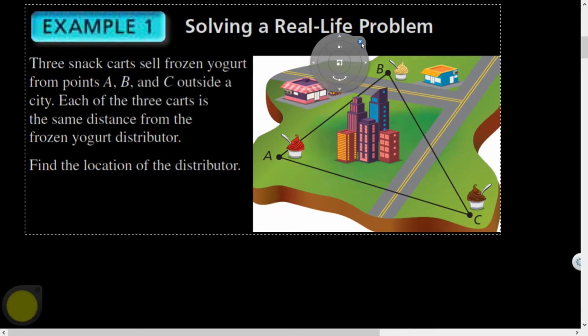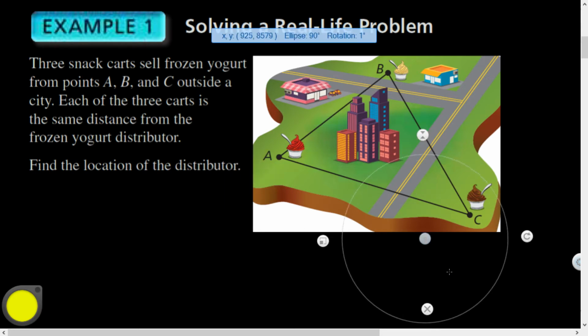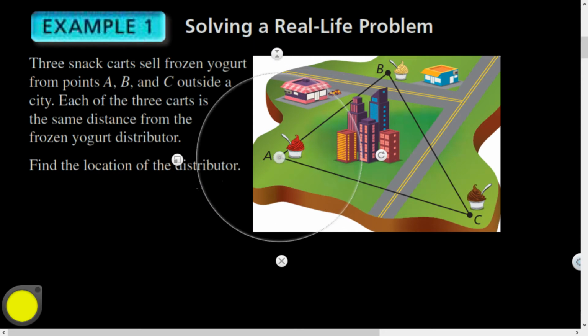Look at this. It says 3 snack carts sell froyo from points A, B, and C outside a city. Each of the 3 carts is the same distance from the froyo distributor. Find the location of the distributor. So, let's do this. It's going to exist at the circumcenter, and I can find the circumcenter.